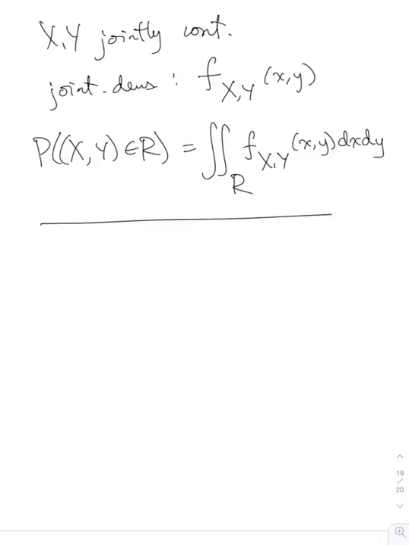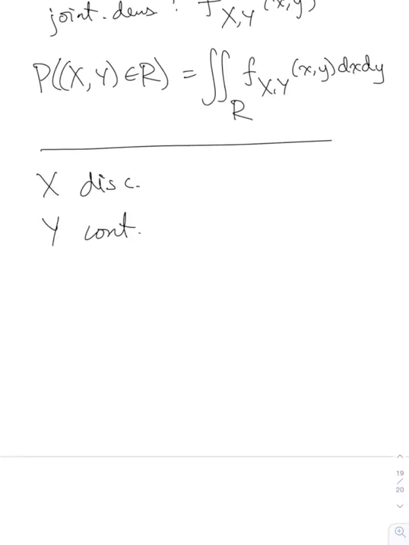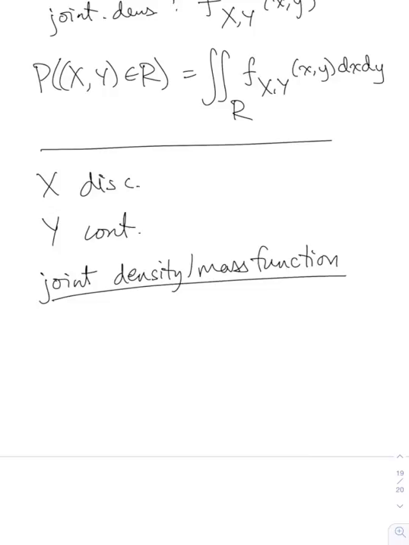So let's suppose X is discrete and Y is continuous. Then we can have what I'm just calling in the notes, I just gave it this name, a joint density/mass function, because it's kind of both. It's a density in one variable and it's a mass function in the other. And it's going to be a function f(x, y).